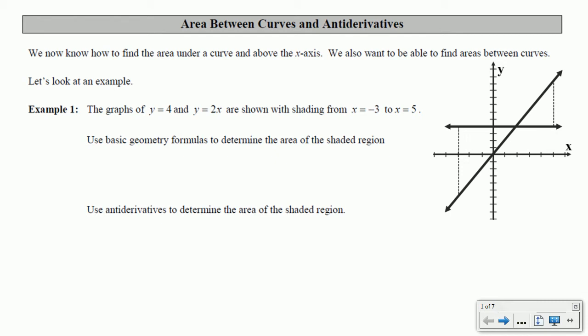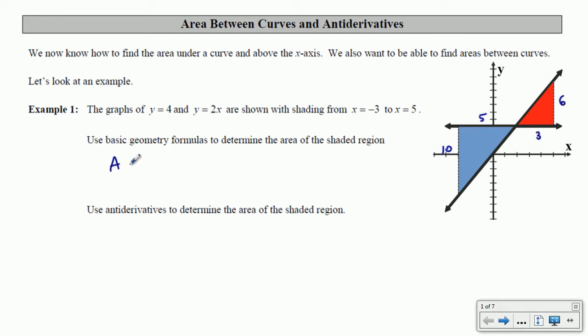So in example number 1, the graphs of y equals 4 and y equals 2x are shown with shading from x equals minus 3 to x equals 5. First, we're going to use basic geometry formulas to determine the area of the shaded region. So this blue triangle has dimensions 10 and 5, and this red triangle has dimensions 3 and 6.